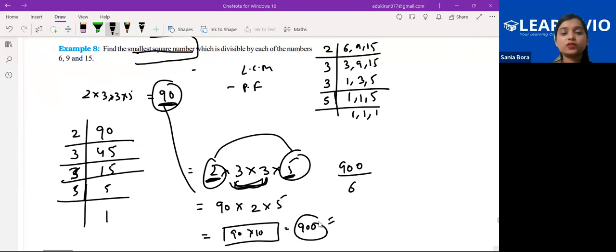So should we move to the next questions? Yes, ma'am. Okay. So we will do example, like we will just start with 6.3. And we will do question number 1 today. Okay. Ma'am, it would be the same.